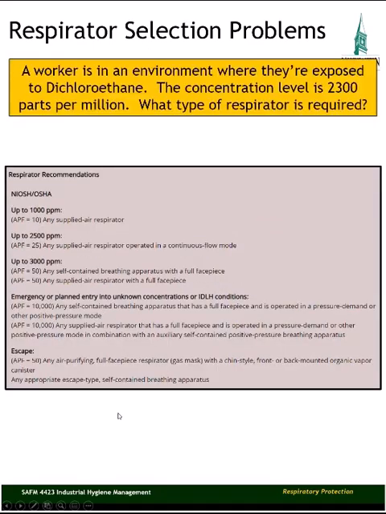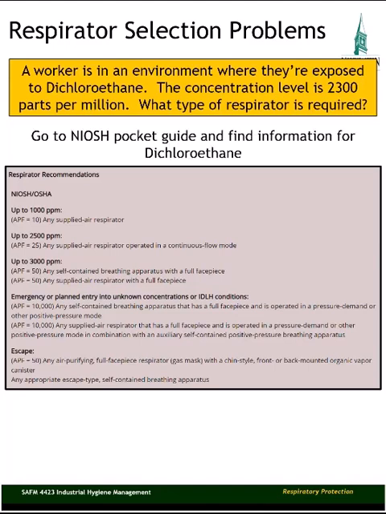Okay, let's look at another situation, another problem. A worker is in an environment where they're exposed to dichloroethane. The concentration level is 2,300 parts per million. What type of respirator is required? Go to the NIOSH Pocket Guide and find information for dichloroethane.